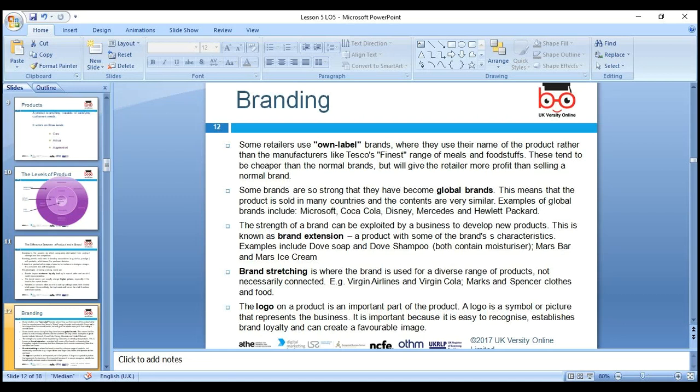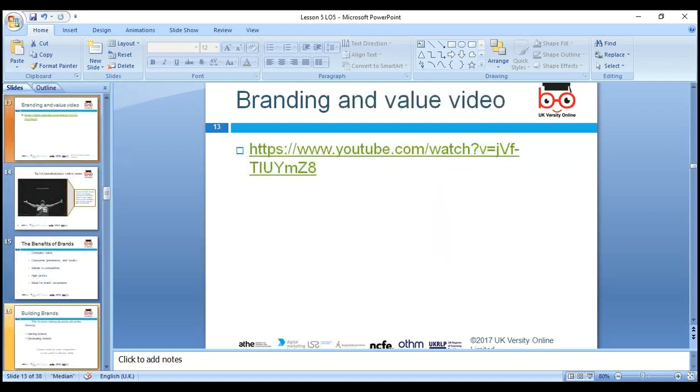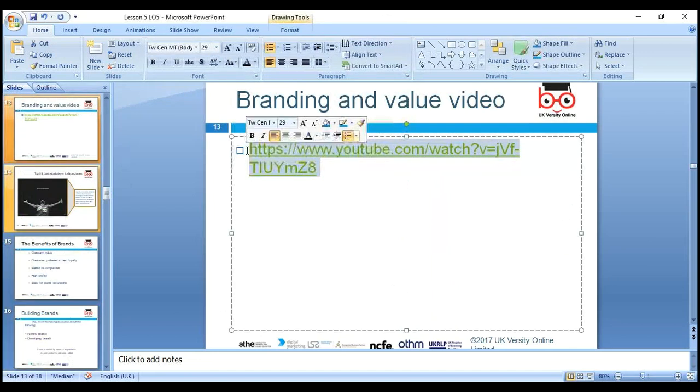A logo on the product is an important part of the product. A logo is a symbol or picture that represents the business. It's important, easy to recognize, and can establish brand loyalty.